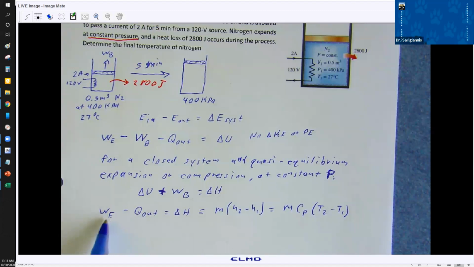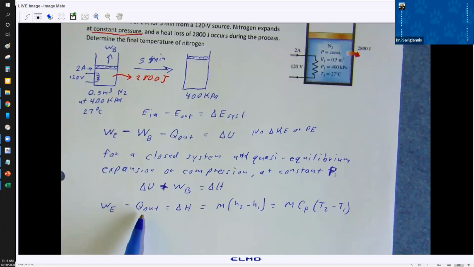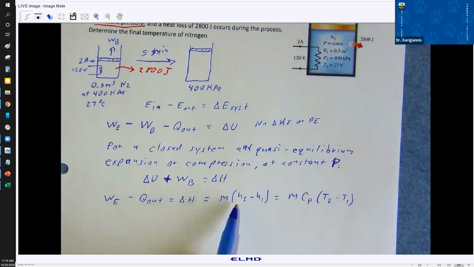We've got electrical work in, heat out. That's going to be equal to the mass times the specific heat of the gas times the change in temperature, right? We don't know the final temperature, which is what we want. We want to solve for T2. So we got to figure out how we're going to get all this other stuff.